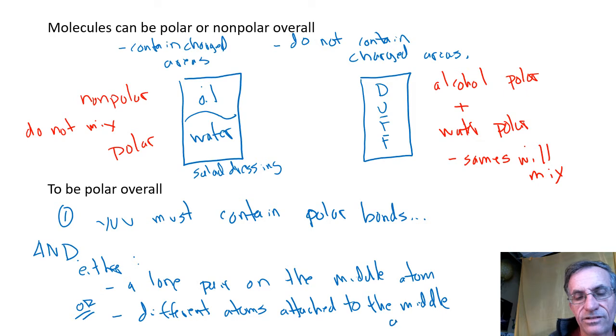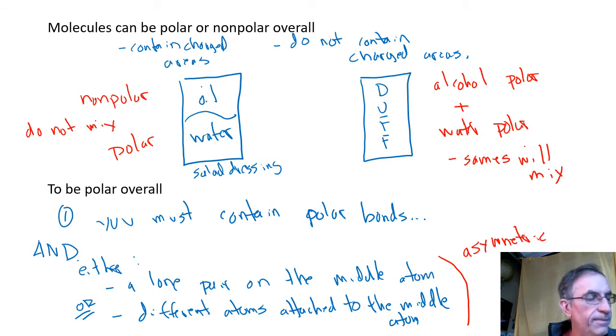Different atoms attached to the middle atom. Now, there's kind of a fancy word for this. These options here are things that are going to make you asymmetrical. Asymmetrical. All right, I won't worry about that word too much, but you might see it in your book or whatever.